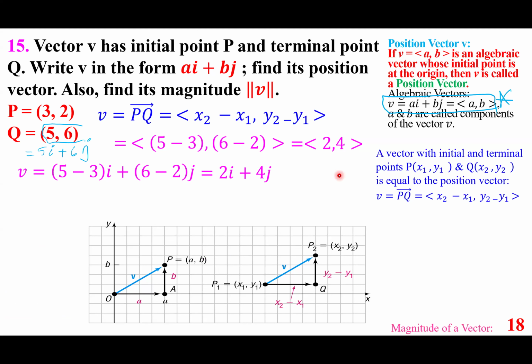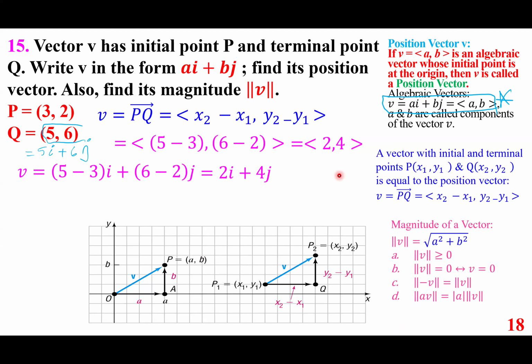The magnitude is the square root of a squared plus b squared, and the magnitude is 0 or positive. If the magnitude is 0, the vector must be a 0 vector. And the magnitude of two vectors that are opposite is the same. And if you multiply by a scalar a, you can bring out the absolute value of it. So a squared plus b squared in this case means 2 squared plus 4 squared under the radical. This is 4, this is 16, they add up to 20.